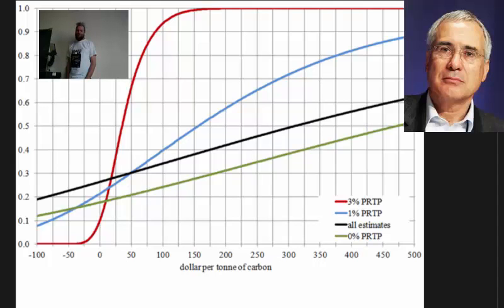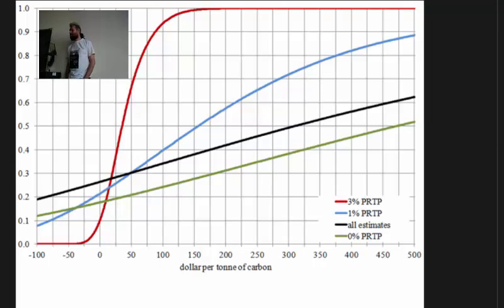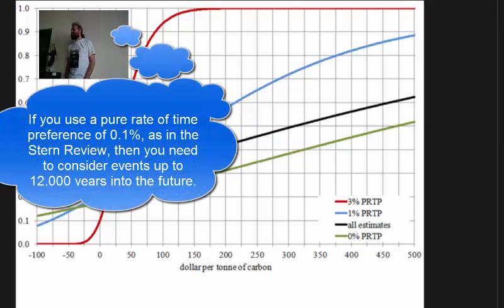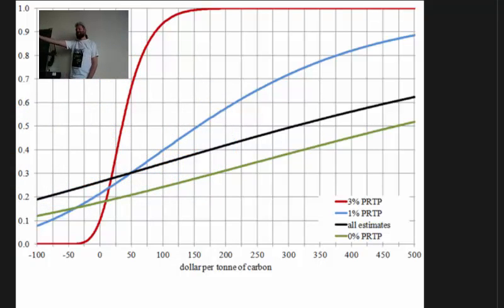The infamous Stern review advocated a pure rate of time preference of 0.1%, which means that you need to evaluate the future for the next 12,000 years. Events that would happen 12,000 years from now would still influence your marginal cost estimate. You can imagine that if you look 12,000 years into the future, you're pretty vague about what the world will be like. So that is the explanation why the uncertainty tightens for higher distances.